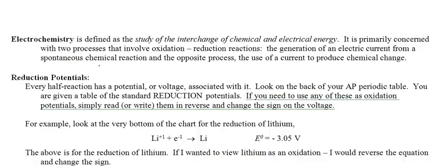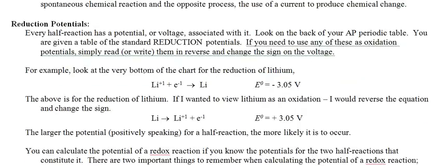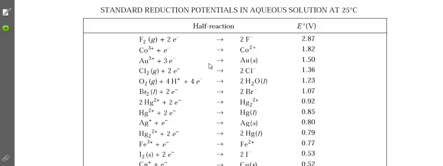All right, so reduction potentials. Finally, if you take your periodic table out, go ahead and take your periodic table out and take a look at it. Except I want you to flip the periodic table over and look at the back side. And you should see a table that looks something like this. It says standard reduction potentials in an aqueous solution at 25 degrees. Okay, that's what I want us to look at.